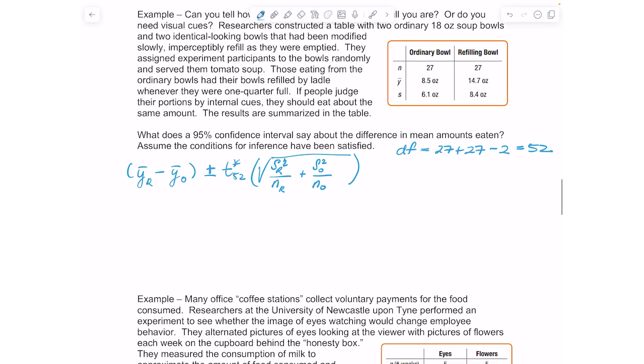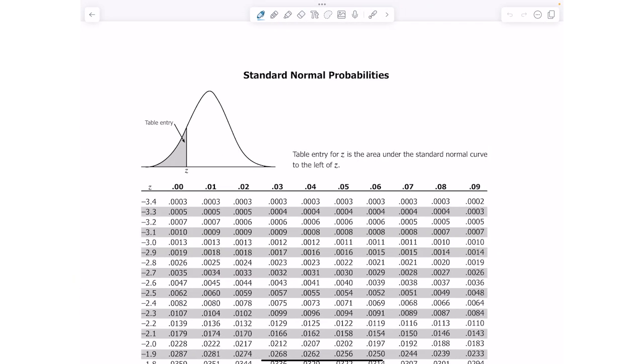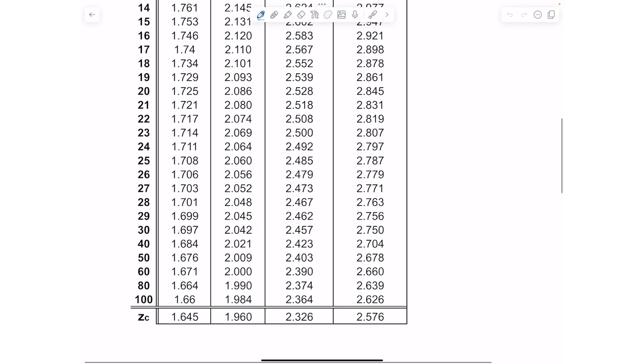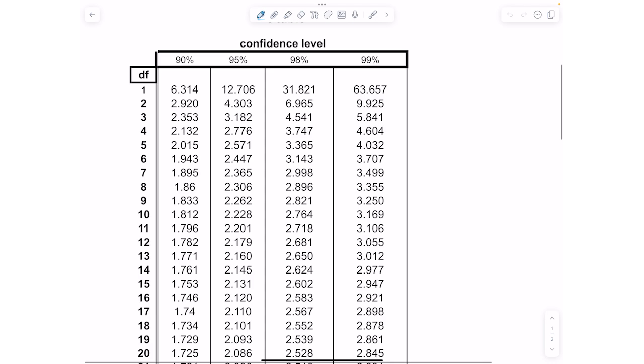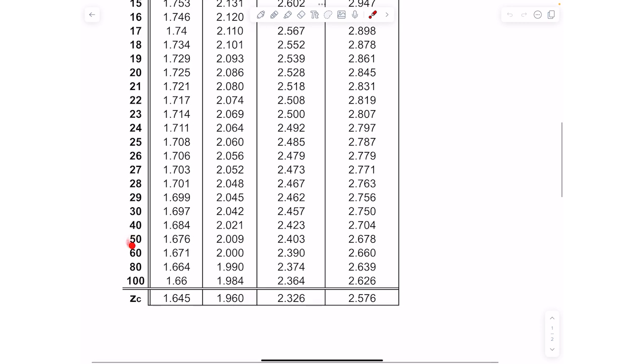All right, so now I'm just going to plug in my numbers. So I have 14.7 minus 8.5 plus or minus. We're going to find t star 52 here. So we're doing a 95% confidence interval. So I have to go to my t table, and I am dealing with 95% confidence. Okay, so I'm right here. And if I scroll down in that column, I want to go to degrees of freedom 54, and remember there is no 54, so you round down to 50. So my critical value would be 2.009.